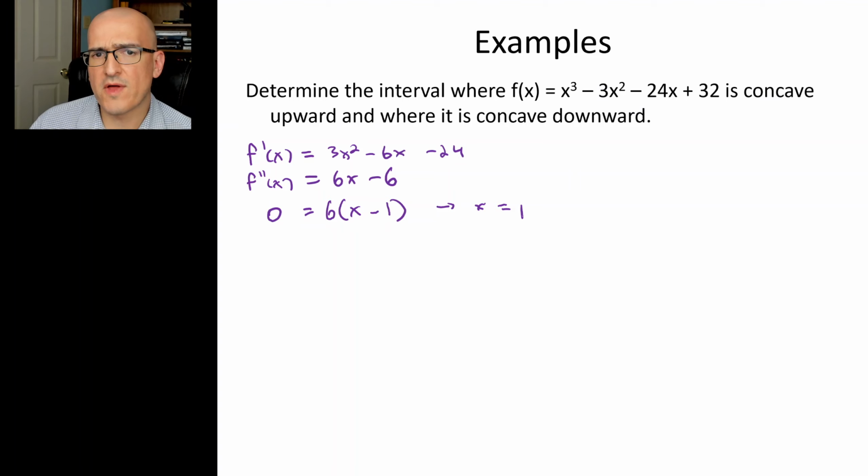Now, we don't call that a critical number. If we're doing the first derivative set to 0, the solutions would be critical numbers, but not for the second derivative. It doesn't really have a name. It's just a special number.